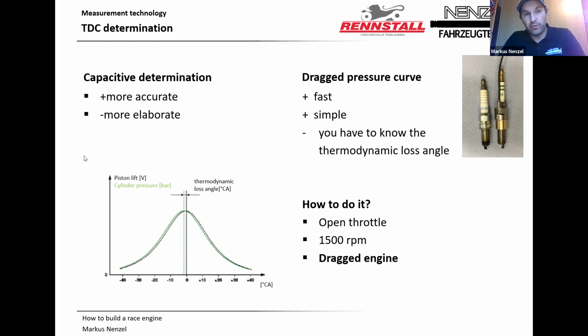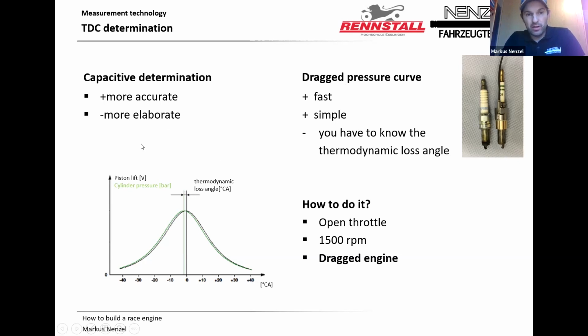It's quite big. Therefore, you can determine your top dead center with a capacitive determination. It's quite accurate, but more elaborate. Or you can just make a drag curve. With a drag curve, the problem may be that the green one, you drag your engine with a sensor inside, and then the maximum, because of wall losses and heat losses, is in front of the real, mechanical top dead center. Then you need to know the thermodynamic loss angle. If you know this, you can do it in this way.